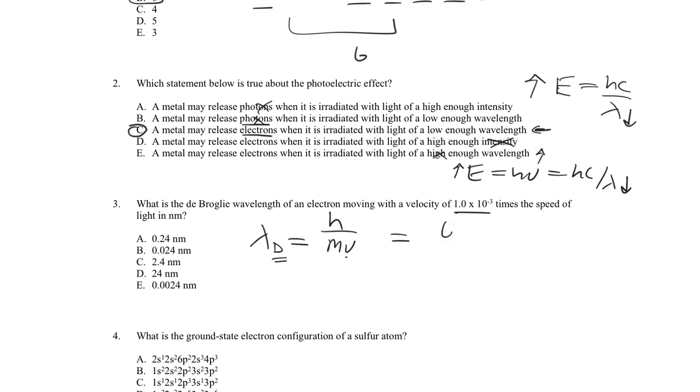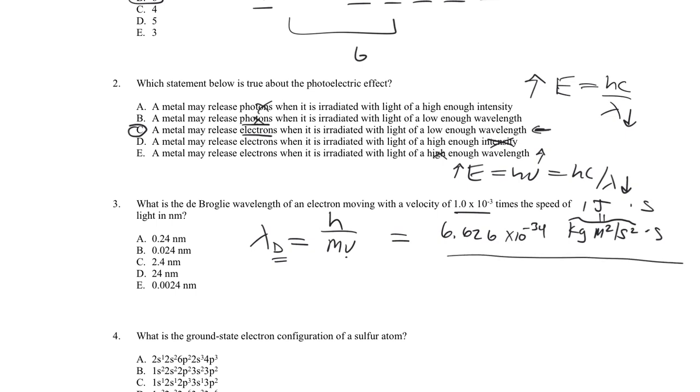So I plug in Planck's constant. It's usually useful to know that our joules times seconds is really kilograms meters squared per second squared times seconds, because this unit here is 1 joule. So that's joules times seconds is kilogram meters squared per second squared times seconds. And then divide by the mass of the particle, the electron mass.